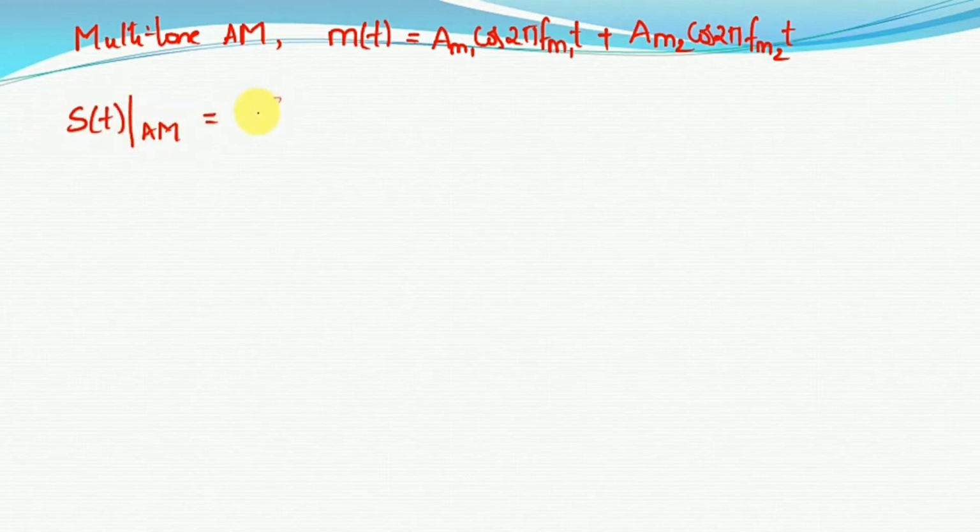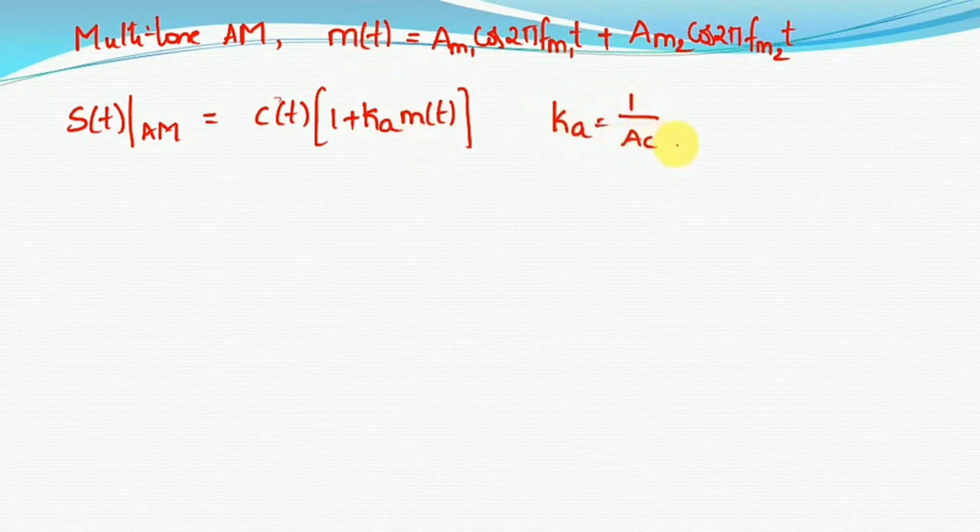As we know, the general expression of an AM signal is s(t) = c(t)[1 + Ka m(t)]. For the multi-tone case, we have mathematically written the expression of m(t). Here the value of Ka is 1 by Ac and it is called the amplitude sensitivity, and c(t) is the carrier signal whose mathematical expression is Ac cos 2 pi fc t. Now simply substitute the values of c(t), Ka and m(t) in the s(t) expression.